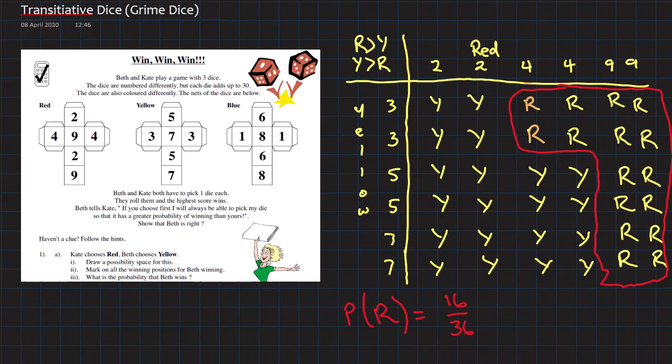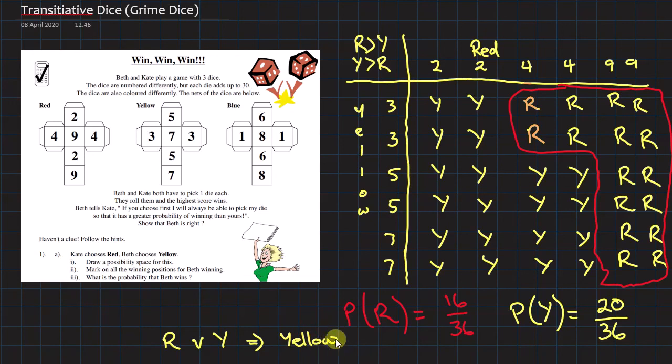And the probability that yellow wins is everything else. So you don't have to count them. You should be able to realise yellow and red are the only outcomes, so therefore yellow will win 20, everything needed to make it up to 36 out of 36. So out of these games, what's the probability yellow wins? Well, when red plays versus yellow, the most likely one is yellow is likely to win. It doesn't mean it will win, but yellow is likely to win.